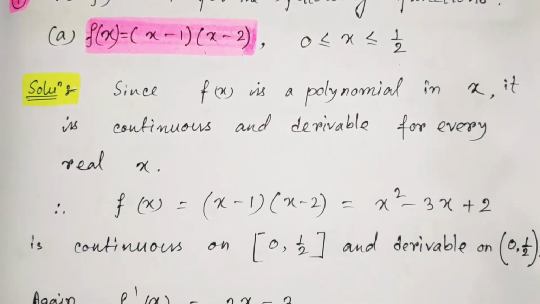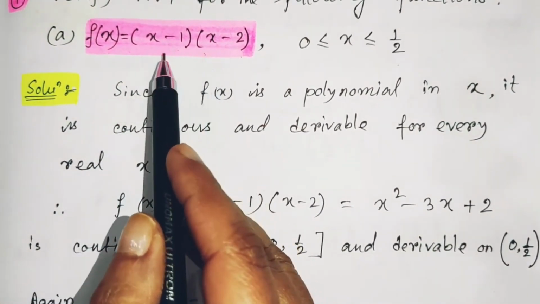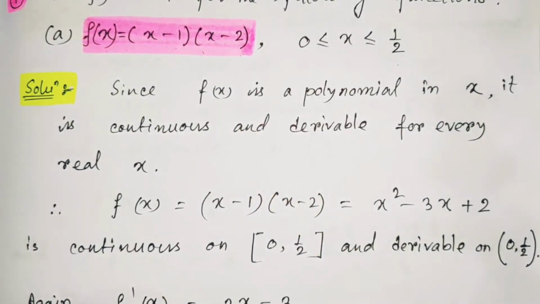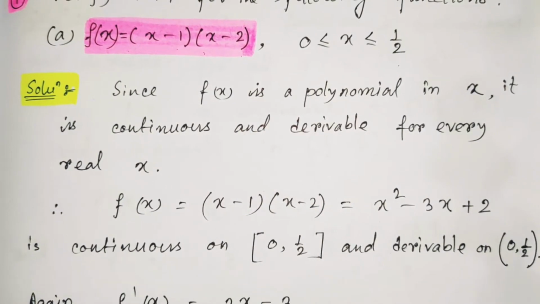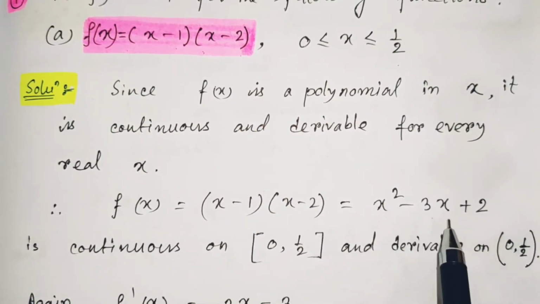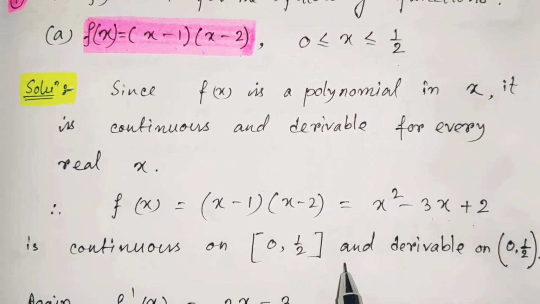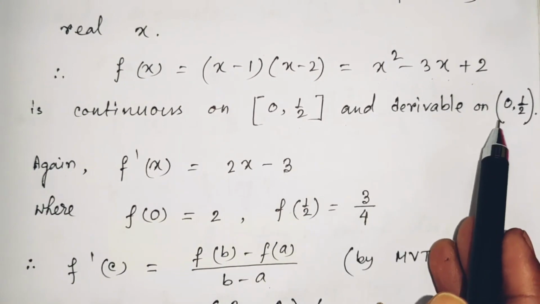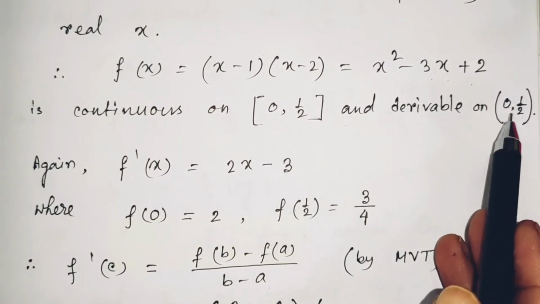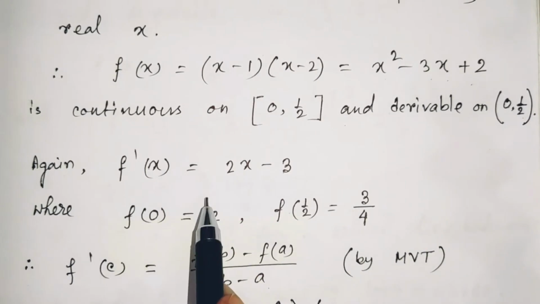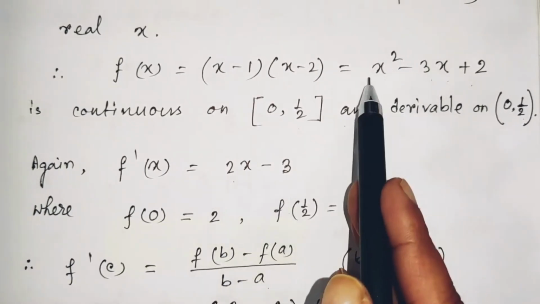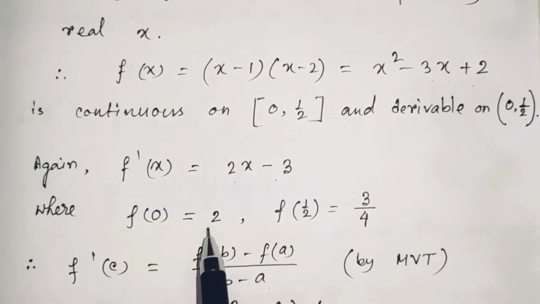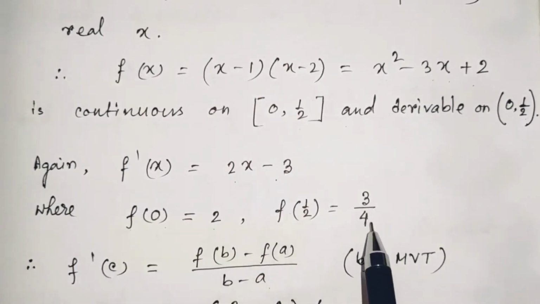The given function is definitely a polynomial function. As it is a polynomial function, it is continuous and differentiable everywhere for real x. So the given function f(x) is x squared minus 3x plus 2, and it is continuous within the interval [0, 1/2] and definitely differentiable on the open interval (0, 1/2). The derivative of the given function is 2x minus 3. At the endpoints, f(0) is 2 and f(1/2) is 3/4.